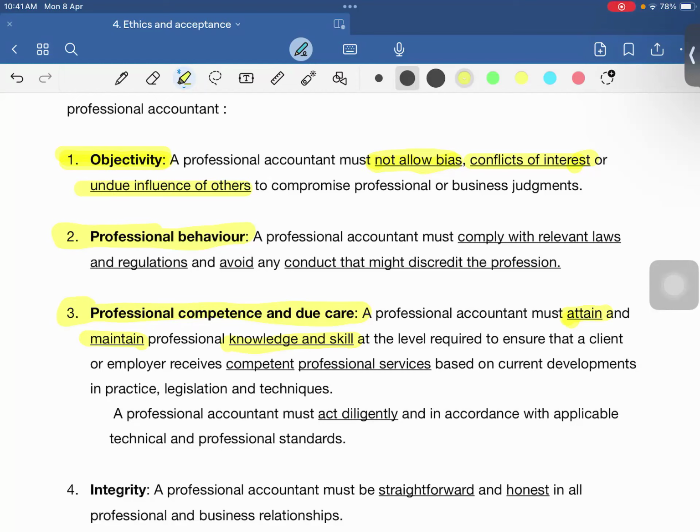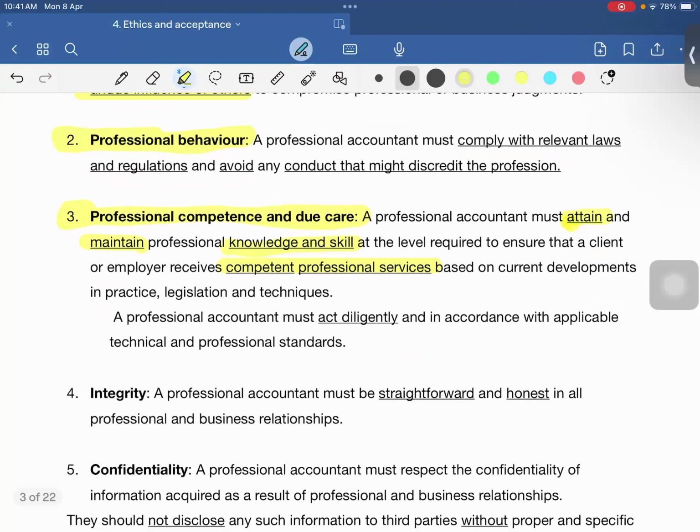So he should be professionally competent, as in he should be able to understand things that are going on now. Only after that can he work under the current situation. This is something that is needed and compulsory. If he is not doing that, he's going to get reprimanded for it. Next one, integrity.